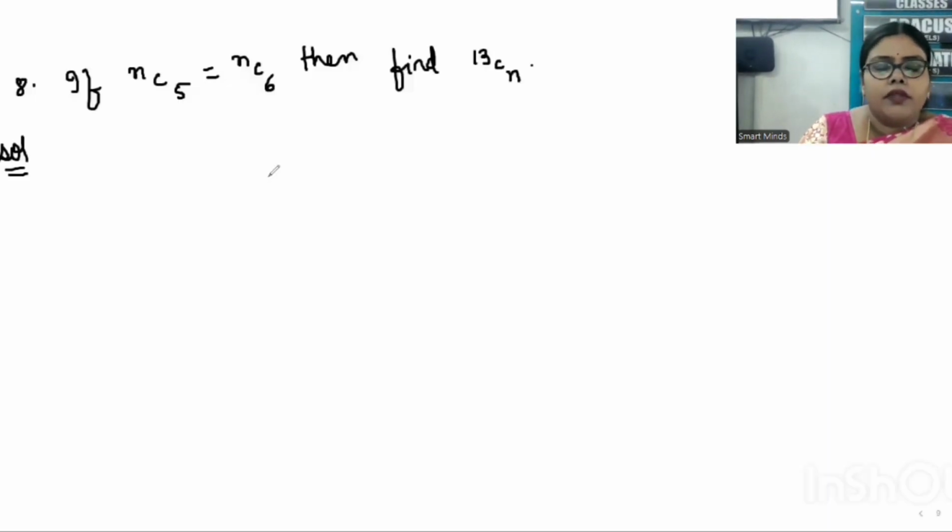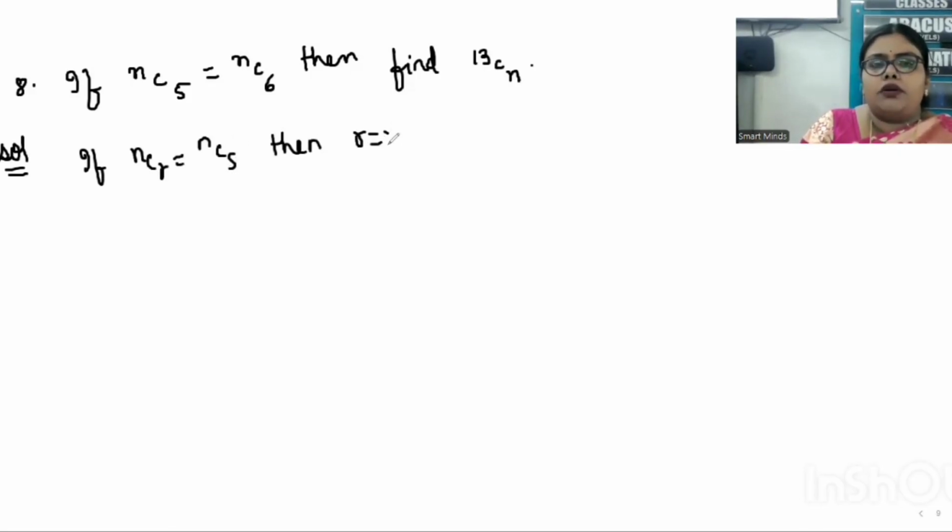Take the next question. This is also very important. If nC5 equals nC6, then find 13Cn. So here we use a concept. What is that concept? If nCr is equal to nCs, then r is equal to s or n is equal to r plus s.